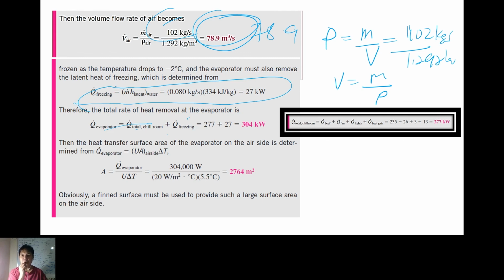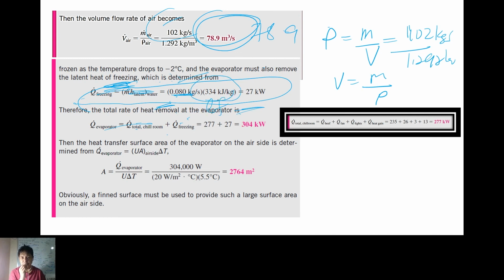Sabi kasi rito, frozen as the temperature drops to negative 2 and the evaporator must also remove the latent heat of freezing. Meron tayong tinatawag na latent heat of vaporization, ibig sabihin yung tubig na mainit magiging vapor. Ito naman latent heat of freezing or fusion, yung yelo magiging tubig. Dito 0.08 kg per second yung rate ng tubig, tapos ito yung latent heat of freezing or fusion.